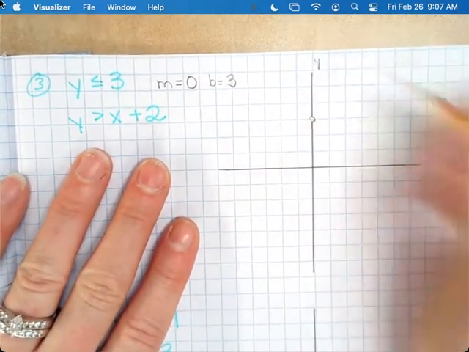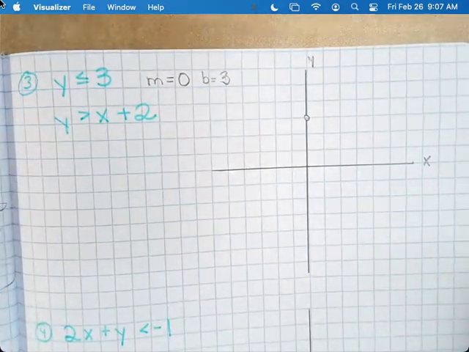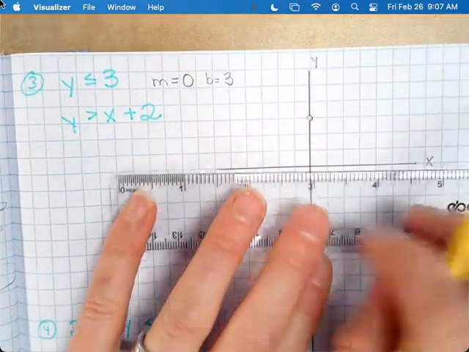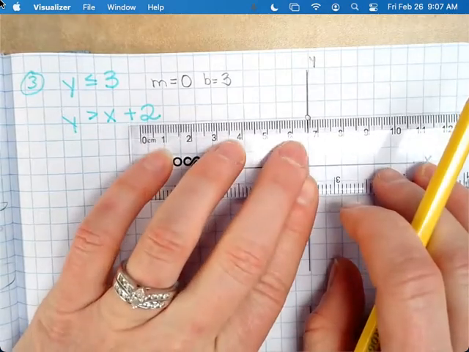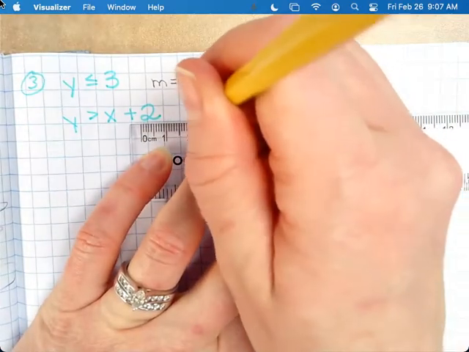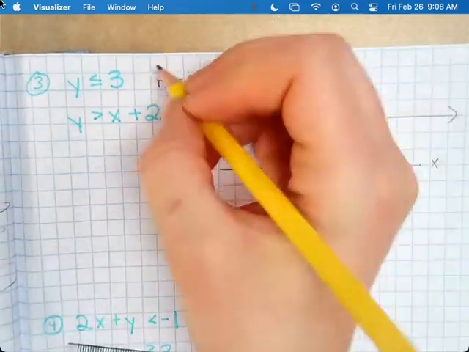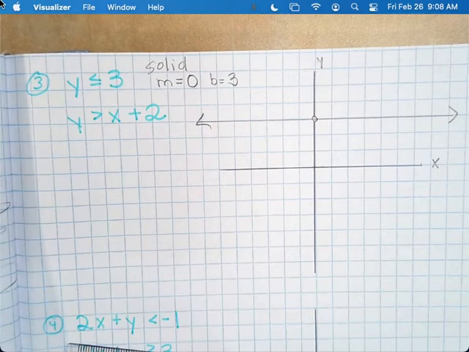Y-intercept is at 3. So this is our y-axis. I always like to label those. Dashed or solid? Solid. And then how are we going to shade? Below.